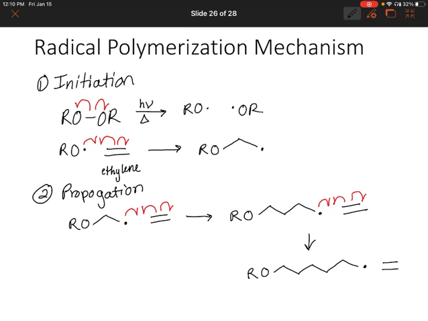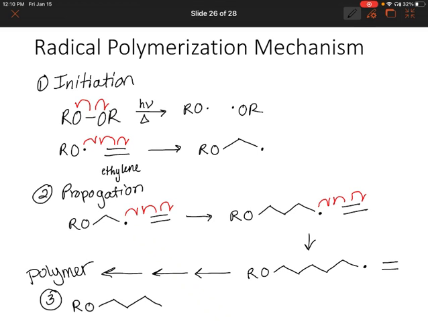So we'll add more ethylene, and then it continues. Now, in the termination step, we're just going to cap off the very end of our polymer with another OR group. In order to symbolize that we have repeating units, I'm just going to put parentheses around this central part of the molecule.